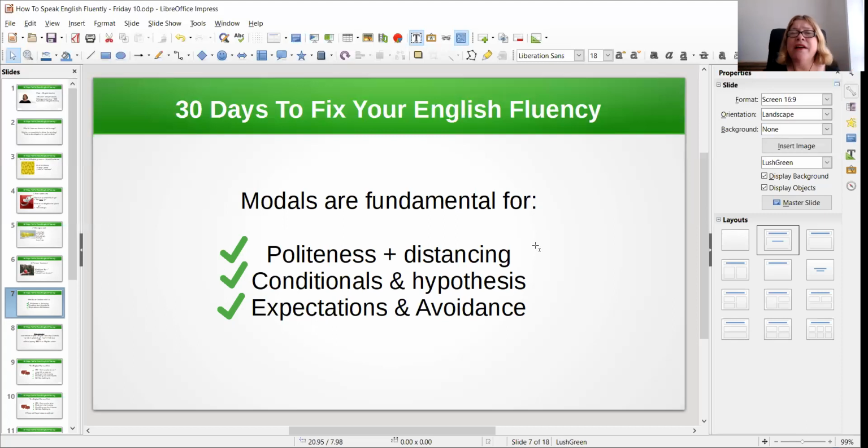And the third area where we can use modals is to talk about our expectations, what we expect will happen, and to avoid giving an answer. This is a little bit more advanced. So for example, an expectation: I would have thought that. Or to avoid answering the question: you might be forgiven for thinking this, but. Okay, so those are three areas where modals are really, really important.